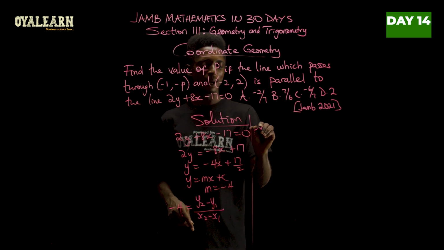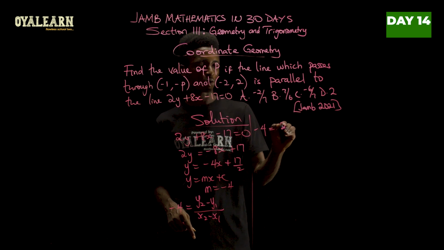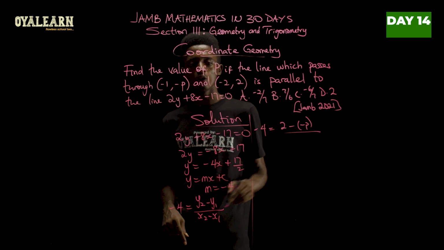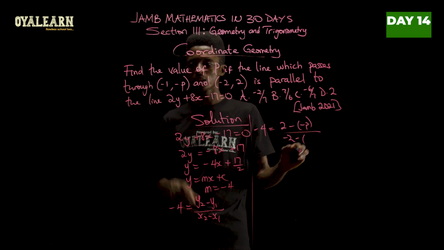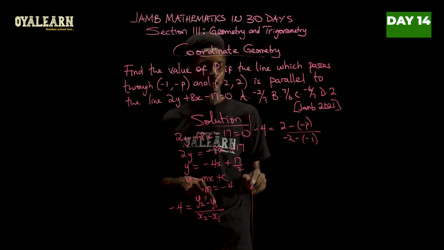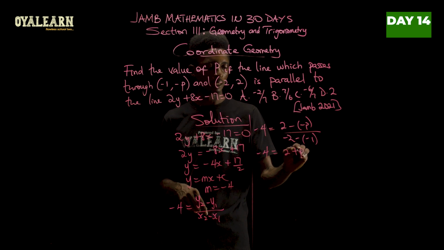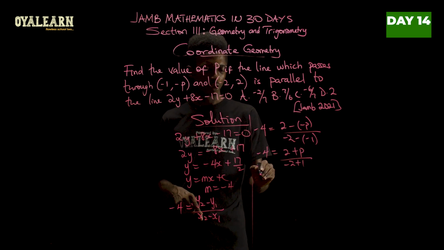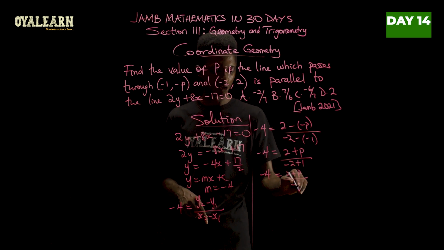So we go on to say minus 4 equals, now y2 here is 2 minus y1, which is minus p, all over x2, which is minus 2, minus x1, which is minus 1. So we have minus 4 equals 2 plus p over minus 2 plus 1. So minus 4 equals 2 plus p all over minus 1.